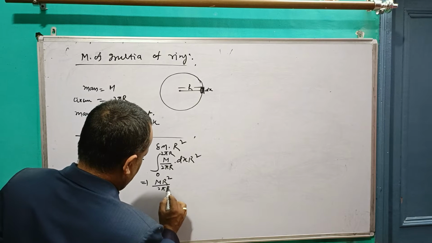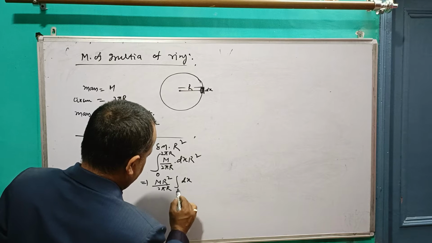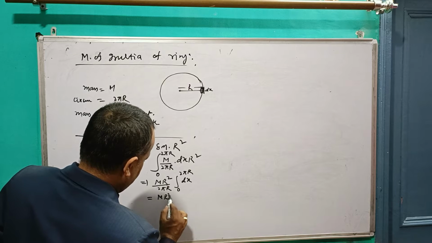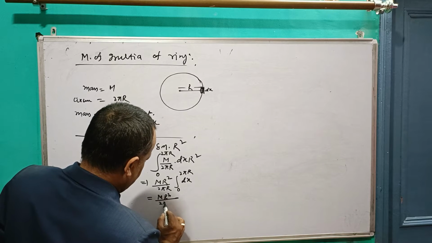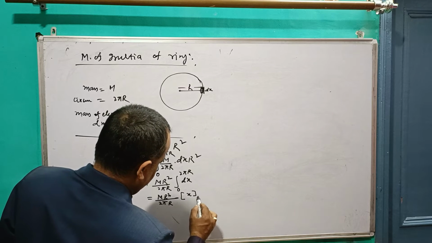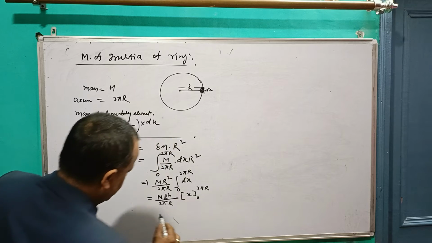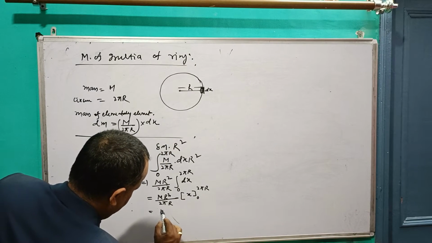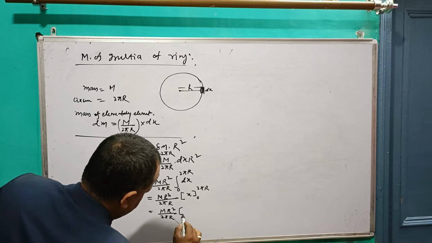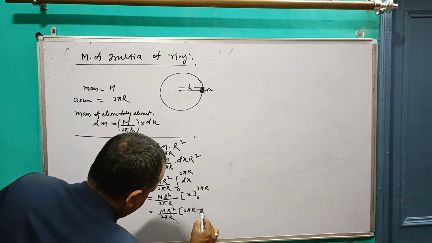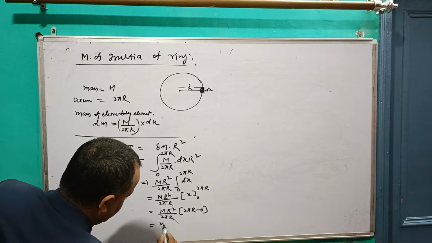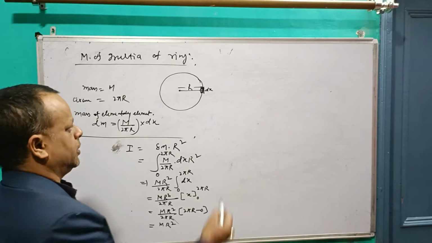Integration of delta x, from 0 to 2 pi r, is x going from 0 to 2 pi r. So it becomes m r square over 2 pi r, into 2 pi r minus 0. So the moment of inertia of the ring is going to be m r square.